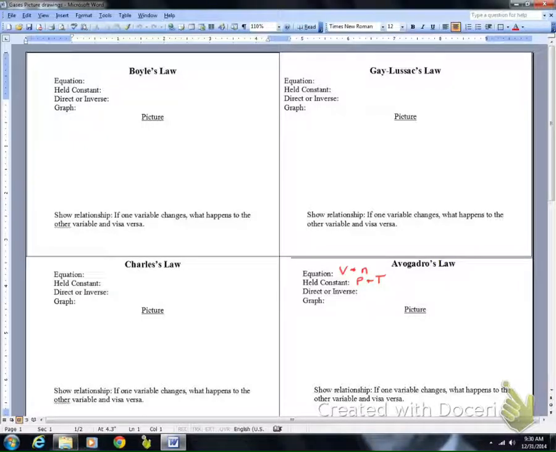And so with Avogadro's law, if pressure and temperature need to be held constant, if my volume increases, in order for pressure and temperature to be held constant, then my number of moles needs to increase. And so this is a direct relationship, and a relative graph would look something like that.